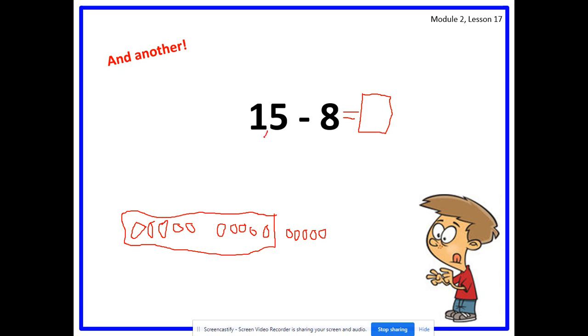Next, you should have decomposed. Remember, you're supposed to break apart the 15 into 2 parts and match your drawing. What 2 parts did you break it apart into? Get ready. Yes, it should have been 10 and 5. Next, you should have identified and crossed off the number you are taking away. How many are you taking away? Get ready. Yes, 8. So go ahead and cross off 8.